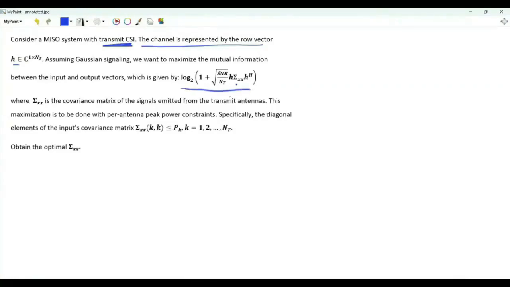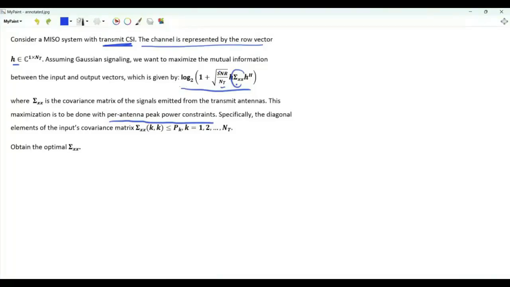The objective is to maximize log to the base 2 of 1 plus the square root of SNR over NT, H sigma XX H Hermitian. The maximization problem is to be solved with per antenna peak power constraints. Element KK on the main diagonal of sigma XX must be less than or equal to PK. P1 all the way to PNT are given positive real numbers.